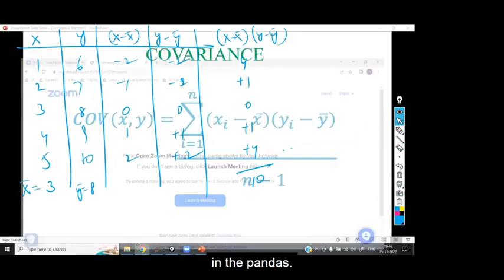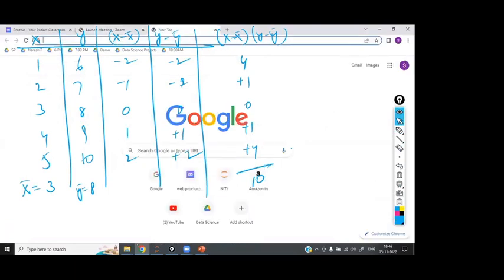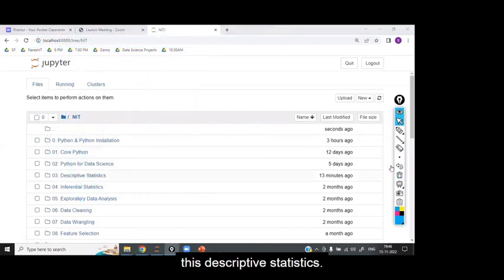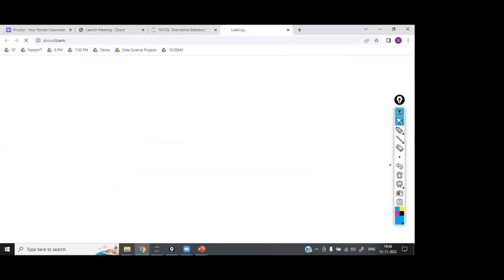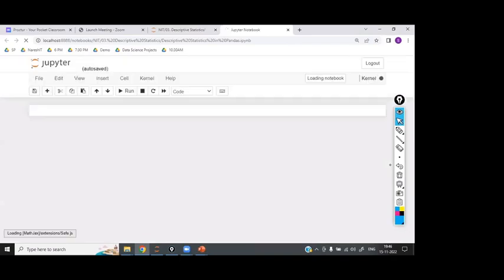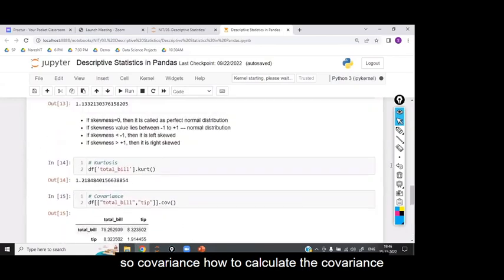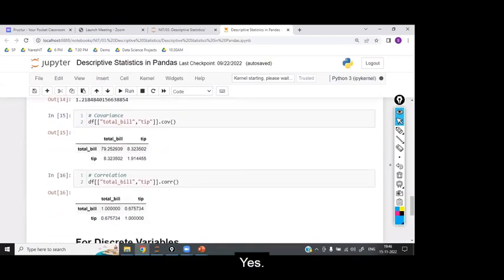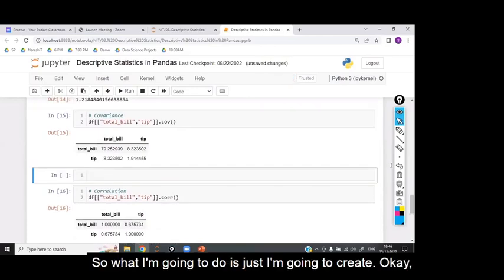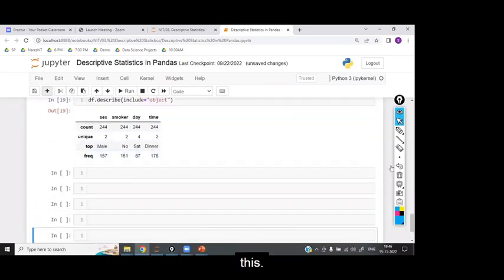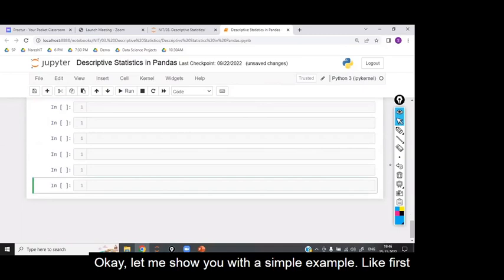Let me show you in pandas. You are taking this one in descriptive statistics. So how to calculate the covariance? Okay, let me create a new one. Forget about this. Let me show you with a simple example.